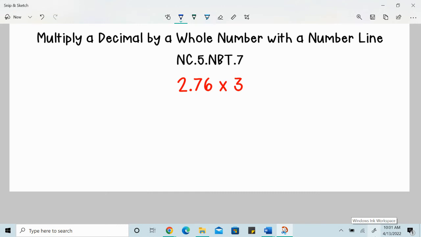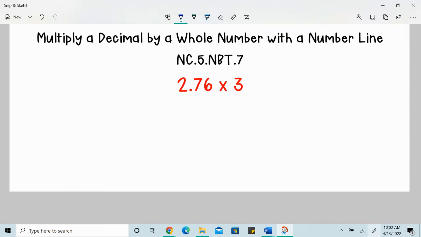In this video, we will look at multiplying a whole number by a decimal greater than 1 using a number line. The focus of this standard is using models, drawings, and strategies based on place value to compute problems. Let's take a look at how we can use a number line to multiply 2 and 76 hundredths times 3.